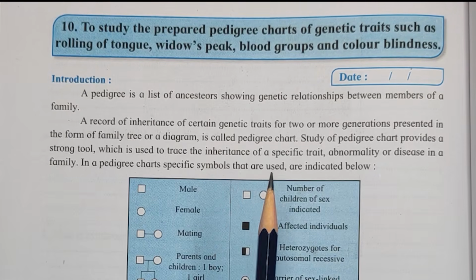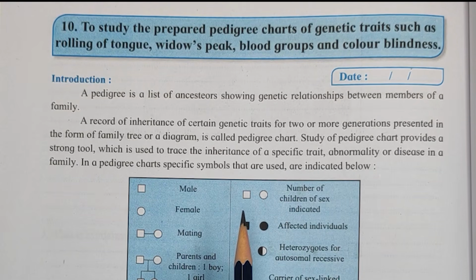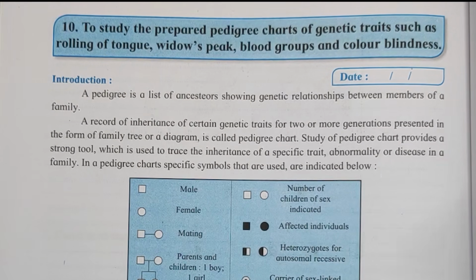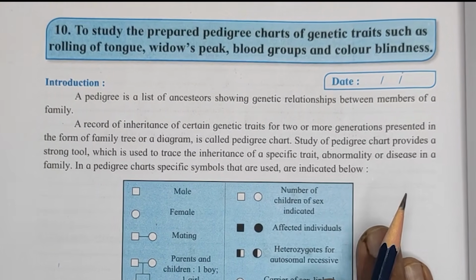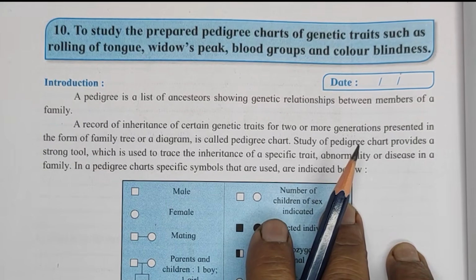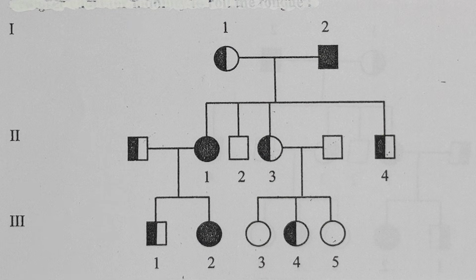So you have to identify that particular pedigree chart. For that half mark is there, and for comment on that particular pedigree chart half mark is there. Okay, so before starting this experiment, we'll see what is meant by pedigree. A pedigree is a list of the ancestors, showing genetic relationship between the members of the family. So in this ancestor chart, what family members are there and how the relationship is there, everything we learn in this pedigree.